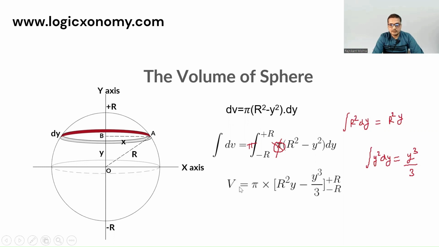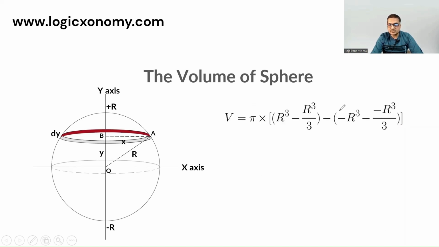So v is equal to pi into (r square y minus y cube by 3), limit minus r to r. Here v is the volume of the whole sphere. Now first put y is equal to plus r and then y is equal to minus r. V is equal to pi [(r cube minus r cube by 3) minus (put y is equal to minus r) (minus r cube minus minus r cube by 3)]. This minus is equal to plus.